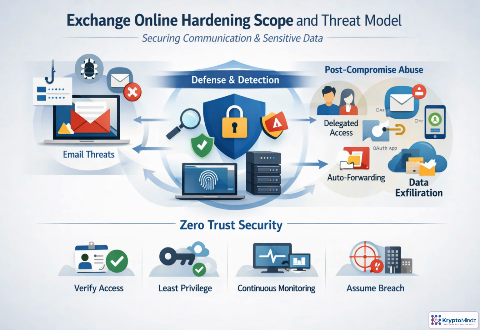Exchange Online hardening is broader than blocking malicious email. A mailbox can hold contracts, credentials, financial conversations, and relationship history. Once an attacker has access, abuse may be quiet, adding delegates, creating forwarding rules, registering OAuth apps, changing inbox rules, or routing mail externally. The threat model must cover the full life cycle: prevent compromise, detect suspicious changes, investigate mailbox activity, and respond quickly. Zero trust is the anchor. Verify every access, reduce privileges, monitor continuously, and assume breach.